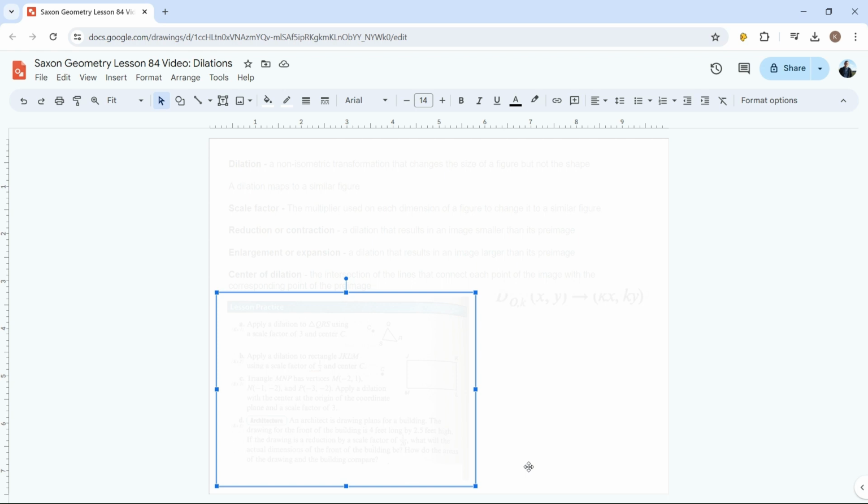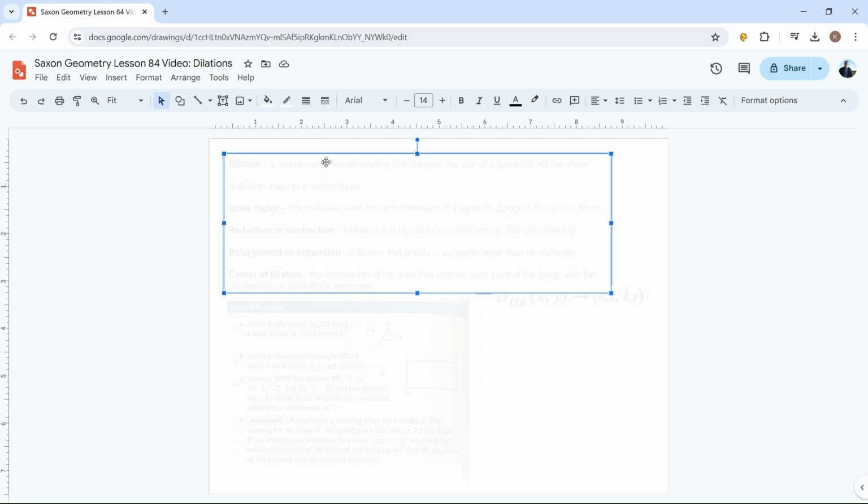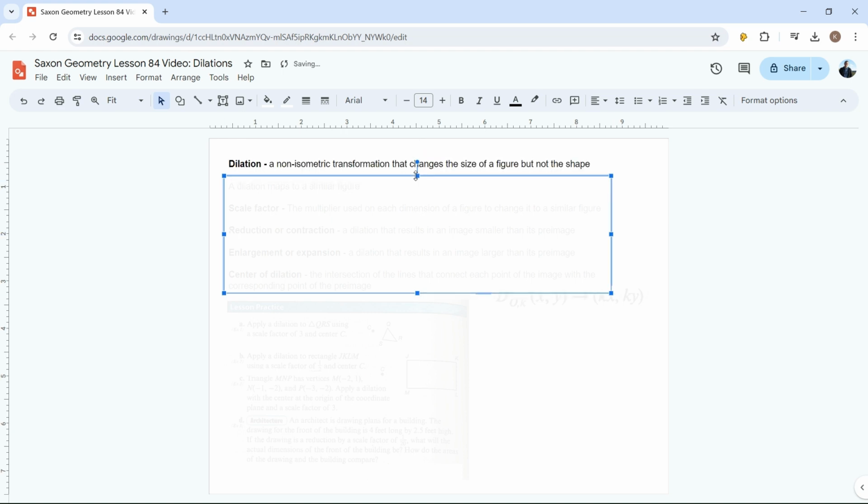Hey, geometry students. In this lesson, we are going to be talking about dilations. A dilation is a non-isometric transformation that changes the size of a figure but not the shape.